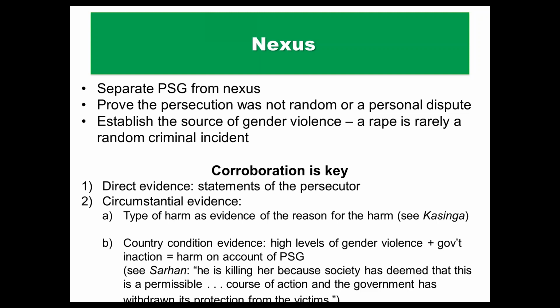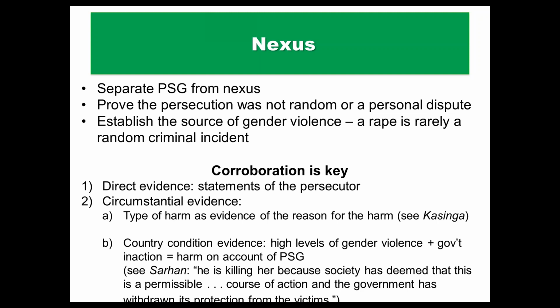And then finally, looking at the country condition evidence and really using that as strong corroboration for the social group. And there's this great language in this case called Sarhan in the Seventh Circuit involving a woman who was fleeing honor killing in Jordan, in which the court says, look, this is not a personal dispute between the perpetrator and the woman here. He is trying to kill her because society has deemed that this is permissible and the government has withdrawn its protection from the victims.